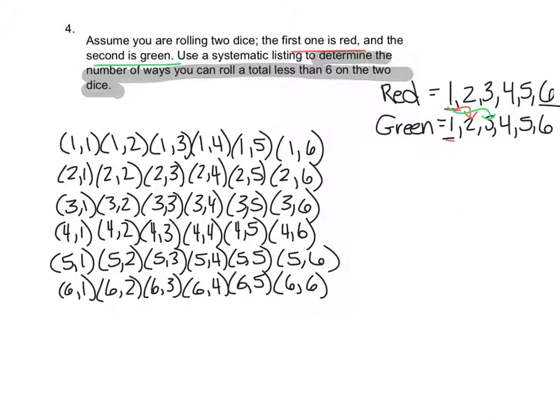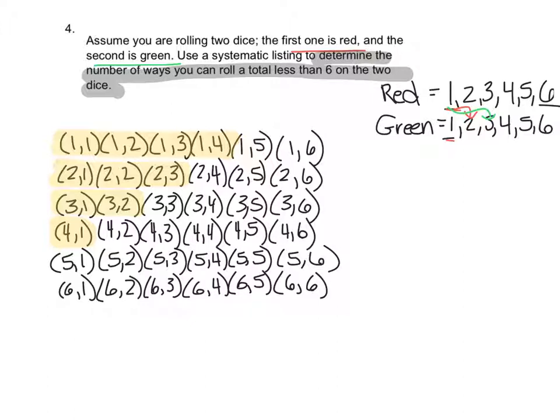So we can just continue this, adding all of the numbers together, and I'm going to identify the rolls that give me a total less than 6. That means I want a sum of 5, 4, 3, or 2. I just highlighted all of the pairs that give me a total less than 6. Note that I didn't highlight any pairs that have a sum of 6 or greater. I'm only concerned with the pairs that add up to a total less than 6.